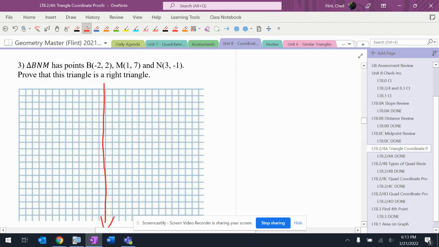All right, so we're going to draw a nice picture here. Make sure we plot the points in the right spot, because if we don't get them in the right spot, then we obviously cannot get the complete right answer. We can still get a lot of credit, but we can't get the complete right answer. So -2, 2, 1, 1, 2, 3, 4, 5, 6, 7, and 1, 2, 3, -1.